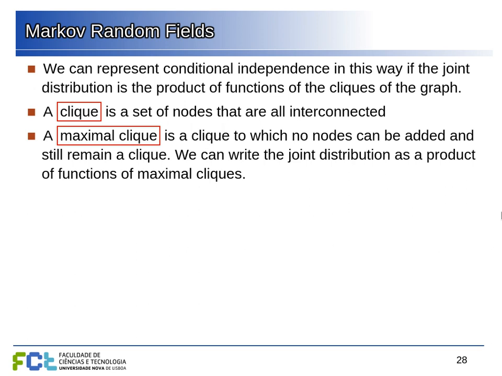A clique is a set of nodes that are all interconnected, and a maximal clique is a set of interconnected nodes to which we cannot add any more nodes. So with these properties in the Markov random field, we can compute the joint probability distribution by just considering the cliques and multiplying their probability distributions.